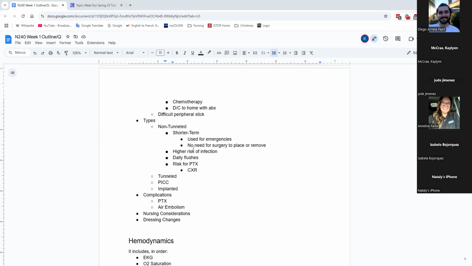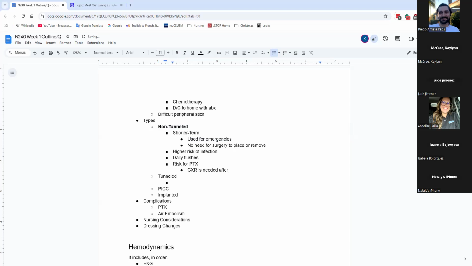Okay. Other than that, we're going to try to keep it simple, so that's as simple as I'm looking for. Shorter term, it's used for emergencies. Risk for pneumothorax, so you need a chest X-ray. Higher risk of infection, and that's good enough for me.